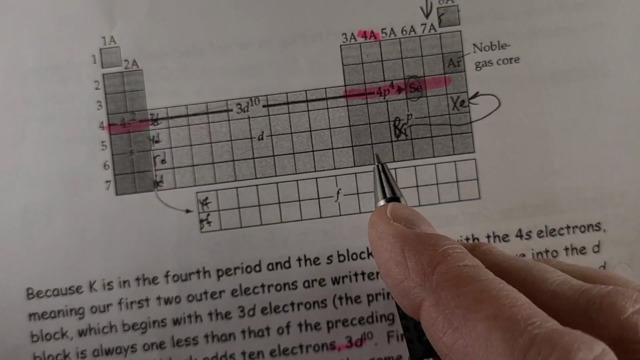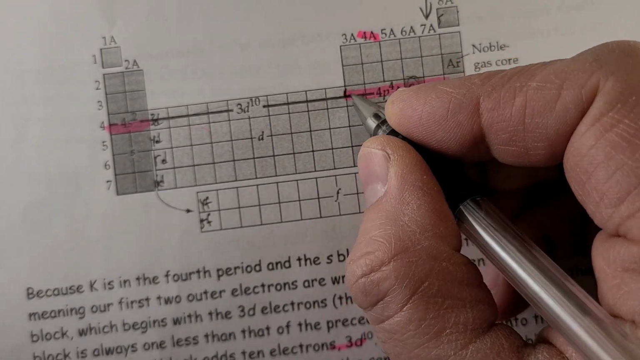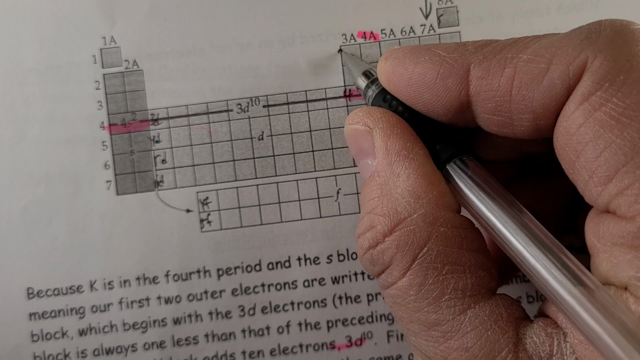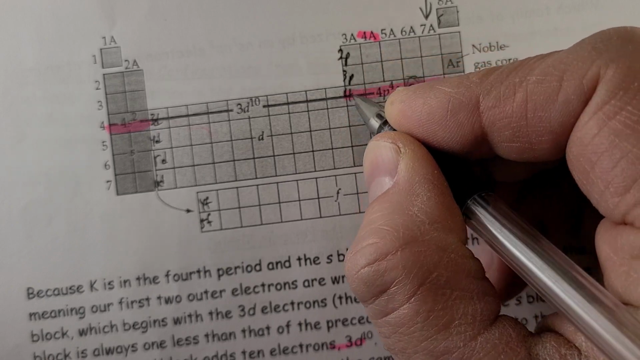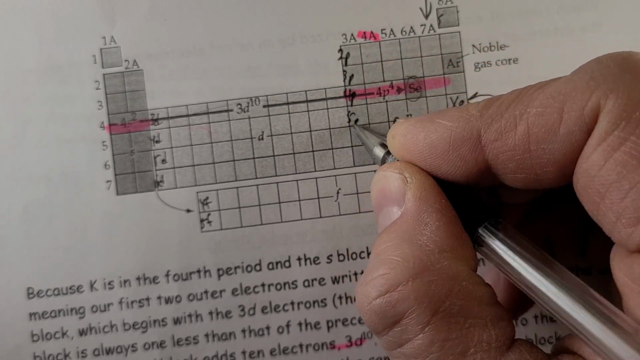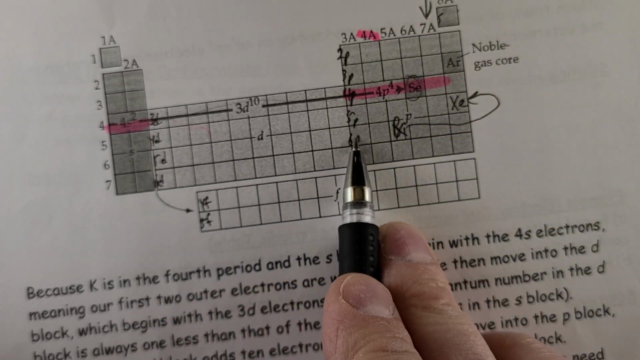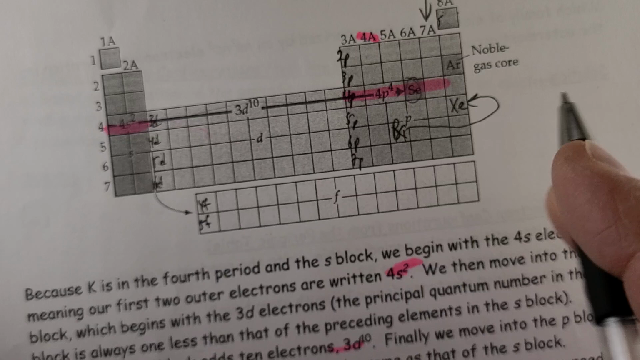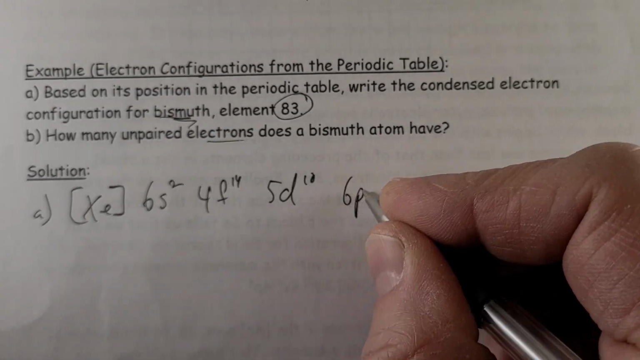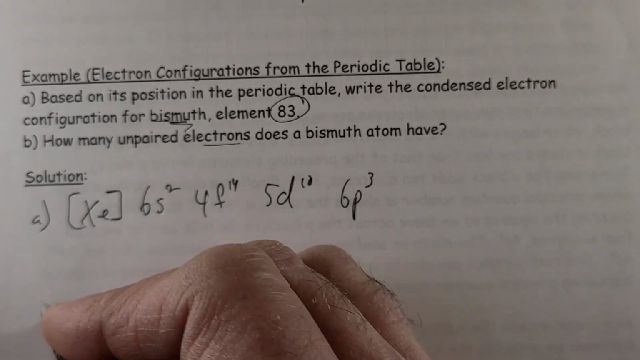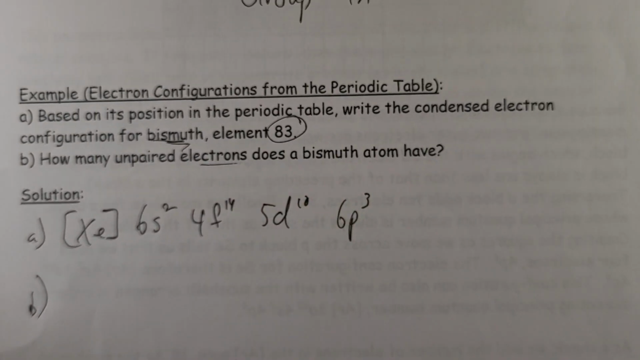And then lastly, my p region. So here's my, let's see, 2p, 3p, 4p, 5p, 6p, 7p. So I went back to here, 5d10, 6p3. Look at that. There we go. And how many unpaired electrons?